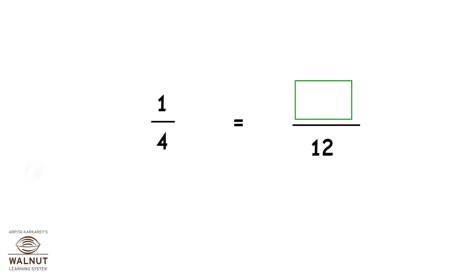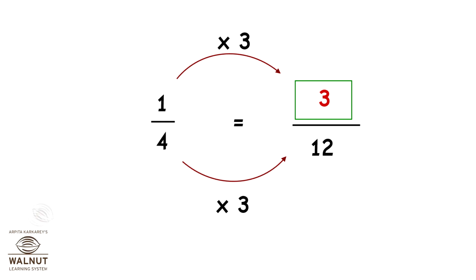Look at this fraction. We have 1 upon 4 and we want to make an equivalent fraction with denominator 12. 4 into 3 is 12. Whatever we do to the denominator, we have to do to the numerator. So we multiply the numerator by 3, which gives us 3. So, the equivalent fraction is 3 upon 12 or 3 by 12.